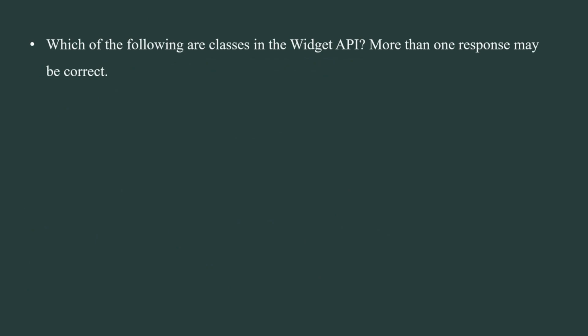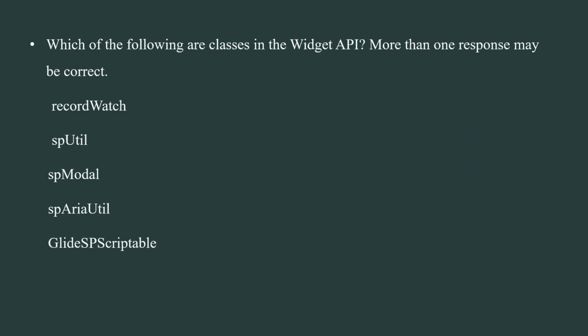And the next one is, which of the following are classes in the widget API? More than one response may be correct. Record watch, SPUtil, SPModel, SPAreaUtil, GlideSPScriptable. Answers are SPUtil, SPModel, SPAreaUtil and GlideSPScriptable. Record watch is a method in the SPUtil class.